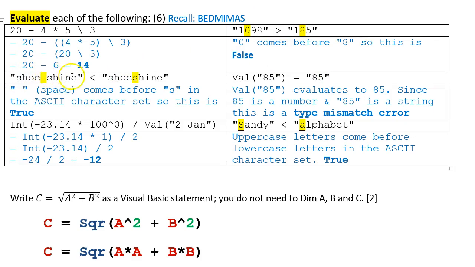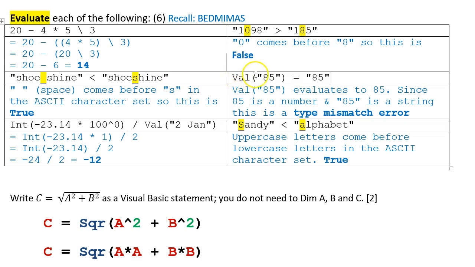Next, you've got shoe shine with a space, and shoe shine without. Does shoe shine with a space come before shoe shine without the space? Well, the space is compared with the S. Space comes before S, which makes this a true expression.